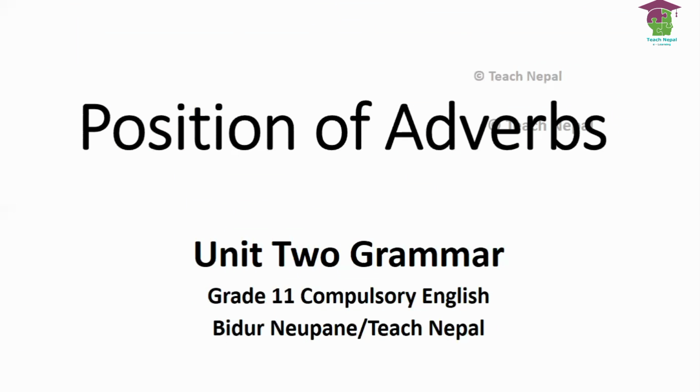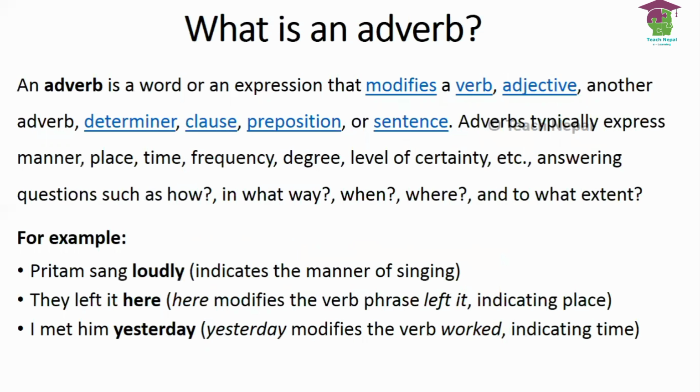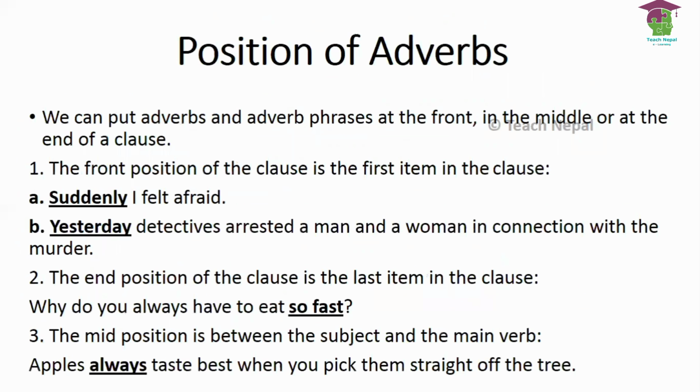So let's get started with unit 2, position of adverbs. You see, adverbs are the words used to show the manner of doing something, right? केही कुराहरु गरेको यसरी गर्यो भनेर देखाउने कुरा, loudly, here, yesterday. These are the adverbs here. The adverbs come after the verb and they modify the verb, meaning how things are done, the intensity or frequency, right? These things are shown by the adverbs.